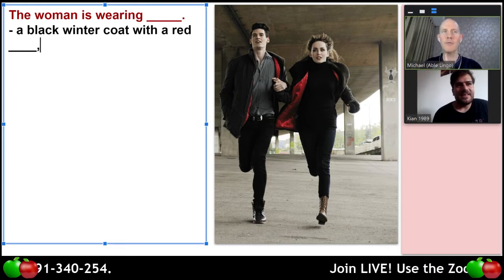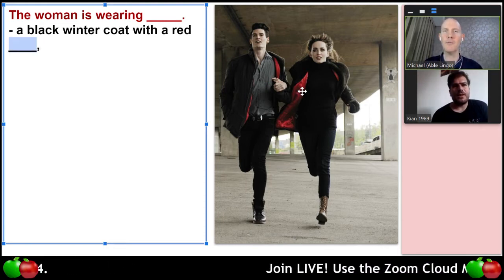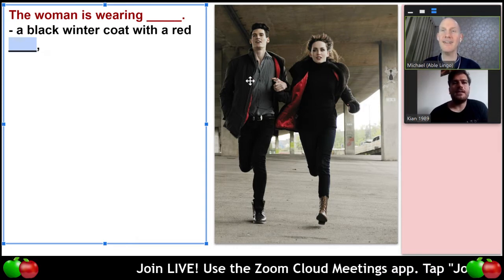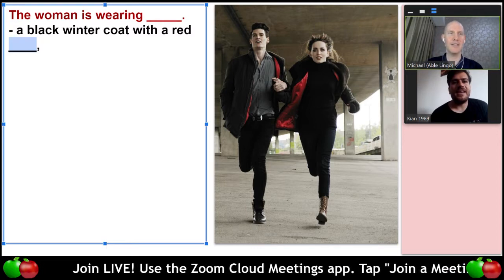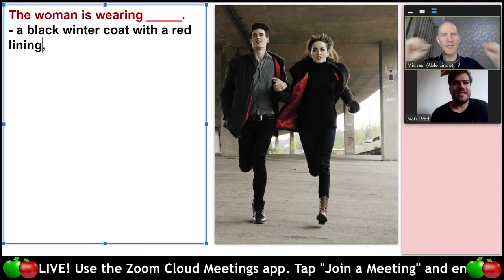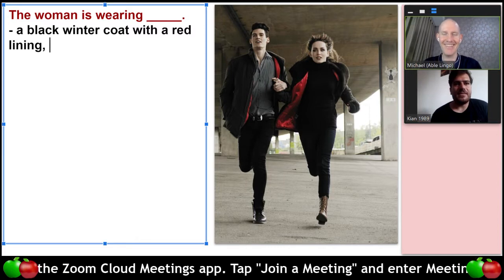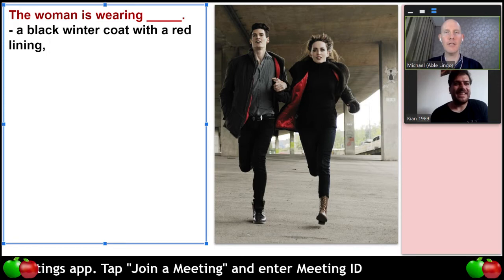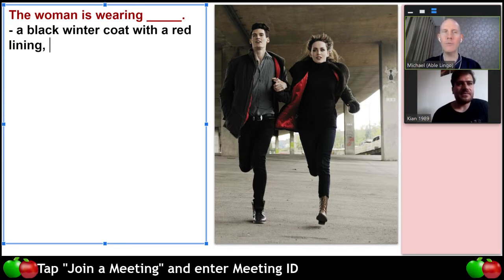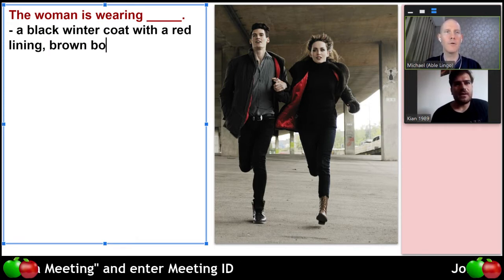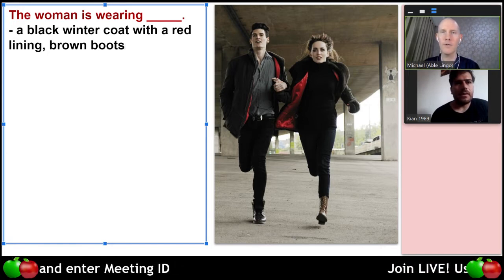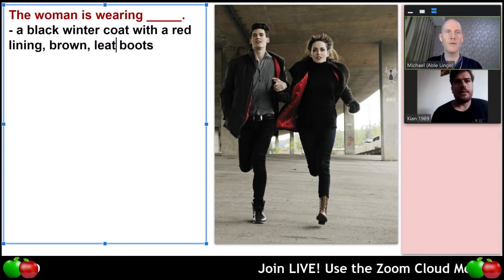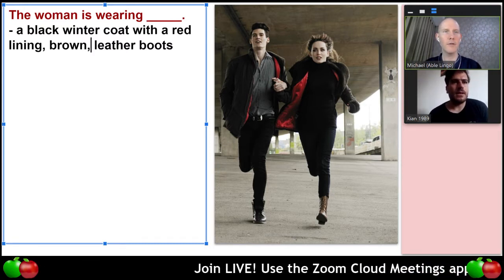I talked about it before, but what do we call the inside part of the coat? Lining. Yes, the lining. So it's like a pop quiz, and you passed, Kian. All right. So a black winter coat with a red lining, and you said brown boots. Or what do you think? I think they're leather boots. Right. Brown leather boots.